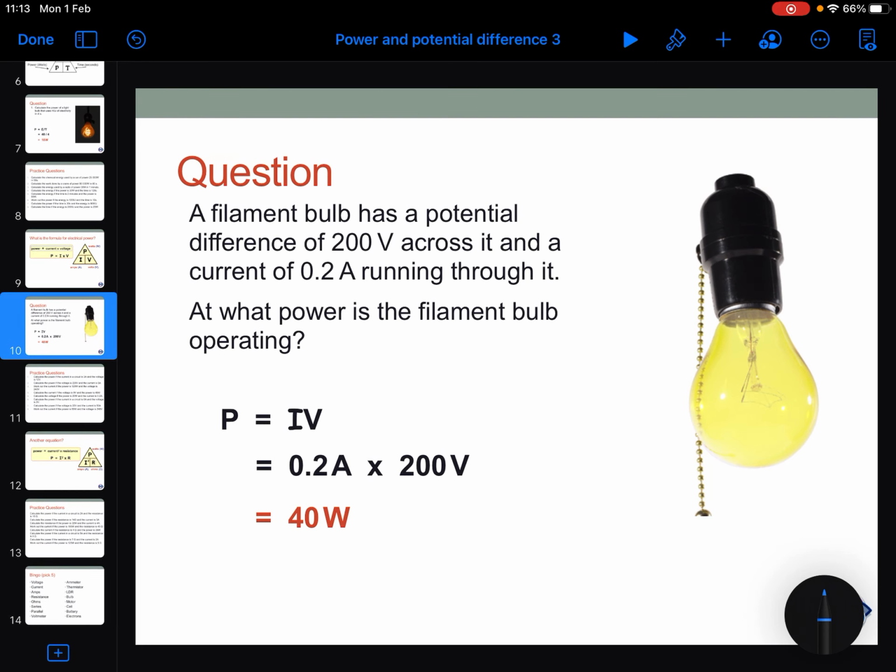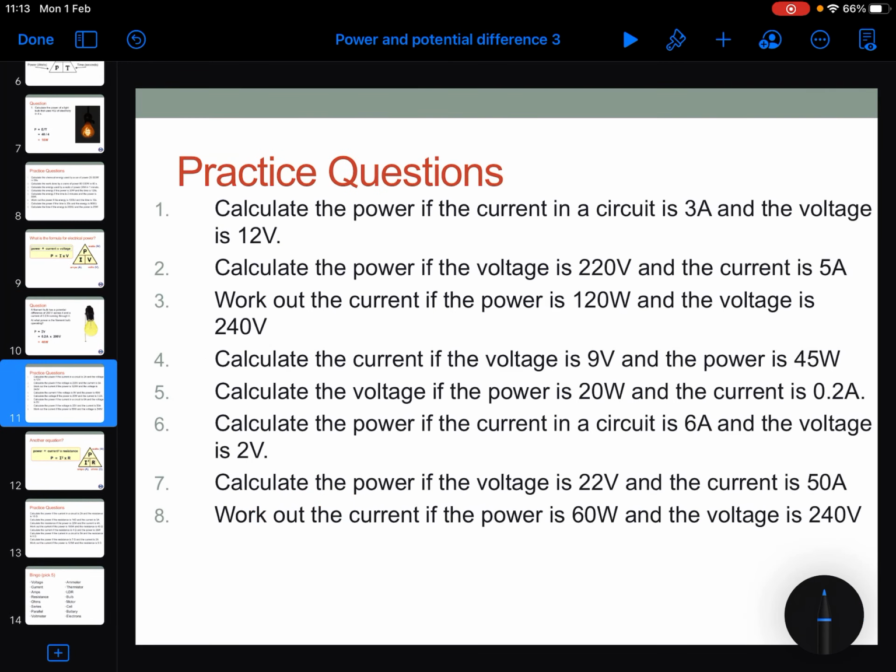Assuming everyone has written that practice question, please can you pause the video and have a go at these. Alrighty, let's hope that everyone's had a go at those. Let's go through some answers.